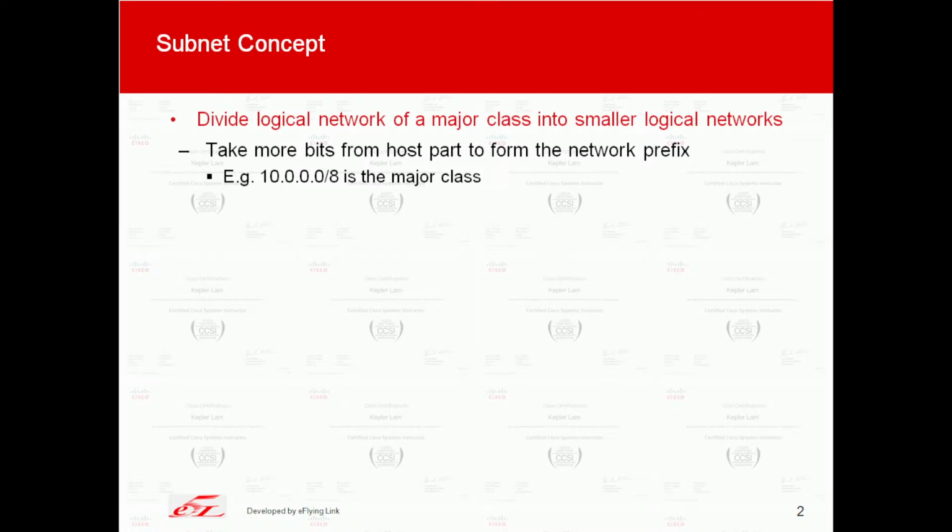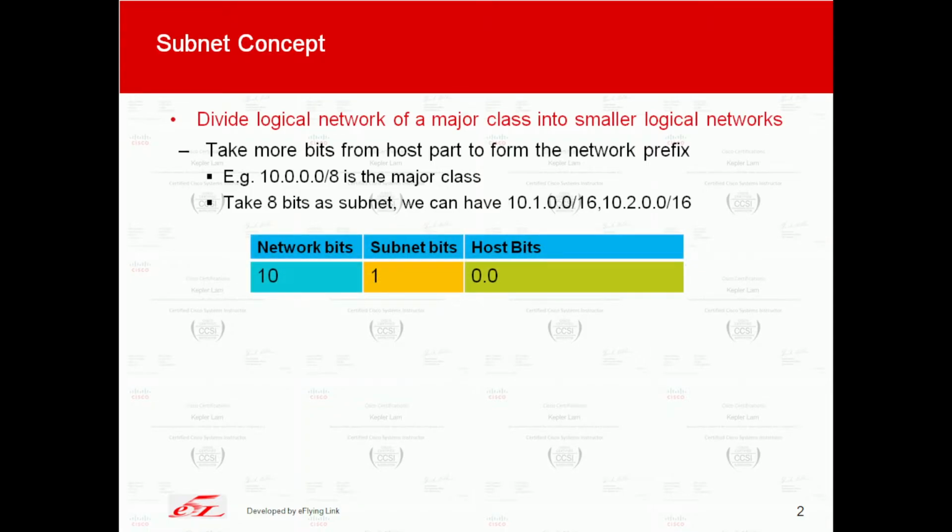Now we can divide this major class number into some subnets by taking some of the bits from the host part. For example, we can take 8 more bits from the host part as the subnet bits, so that we get 8 plus 8, which is a 16 prefix. Then we can have 10.1.0.0/16. Similarly, 10.2.0.0/16. Those are the subnets of this major class number.